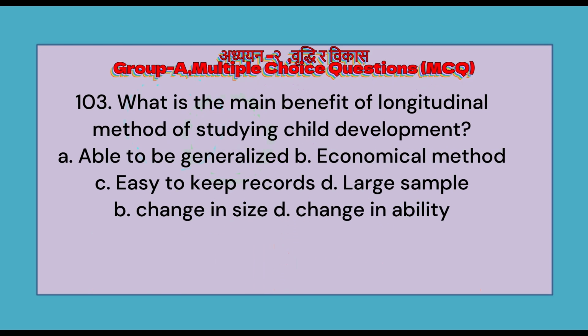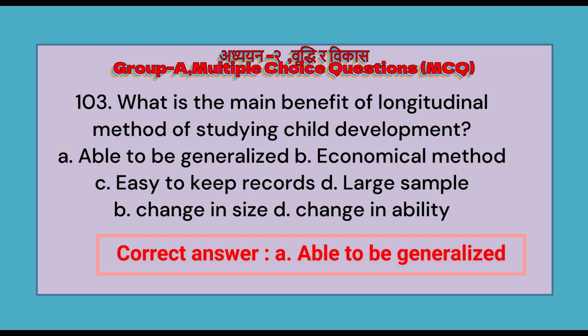103. What is the main benefit of longitudinal method of studying child development? A. Able to be generalized. B. Economical method. C. Easy to keep records. D. Large sample. Correct answer: A. Able to be generalized.